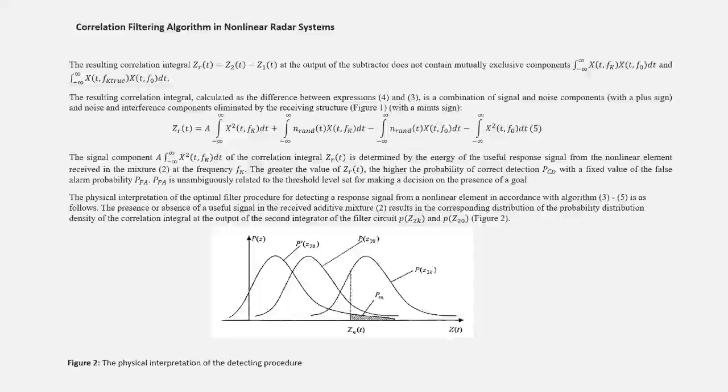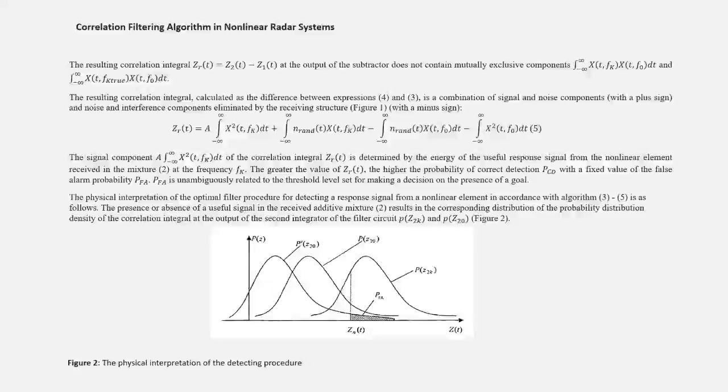The signal component of the correlation integral z(t) is determined by the energy of the useful response signal from the nonlinear element, received in a mixture at frequency f_k. The higher the value of z_r(t), the higher the probability of correct detection P_cd, with a fixed value of the probability of false alarm. The probability of false alarm is unambiguously related to the threshold level set for making a decision.